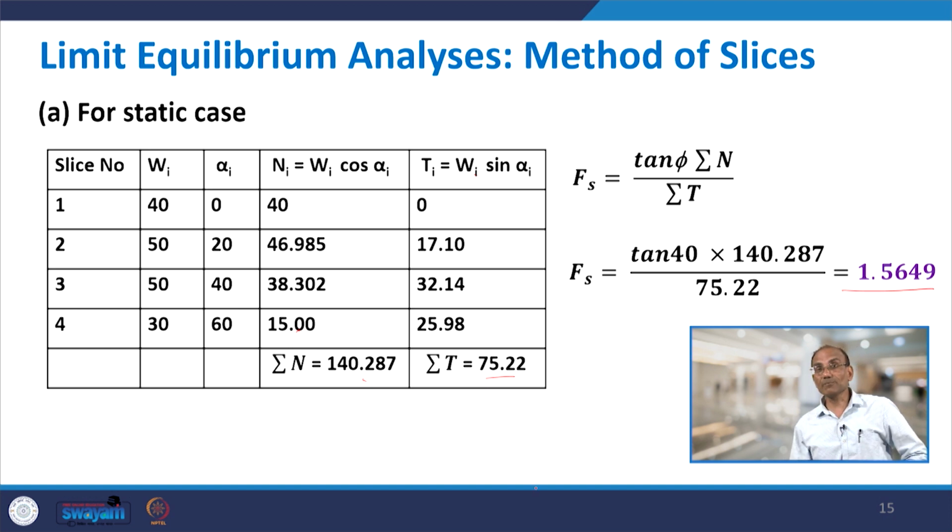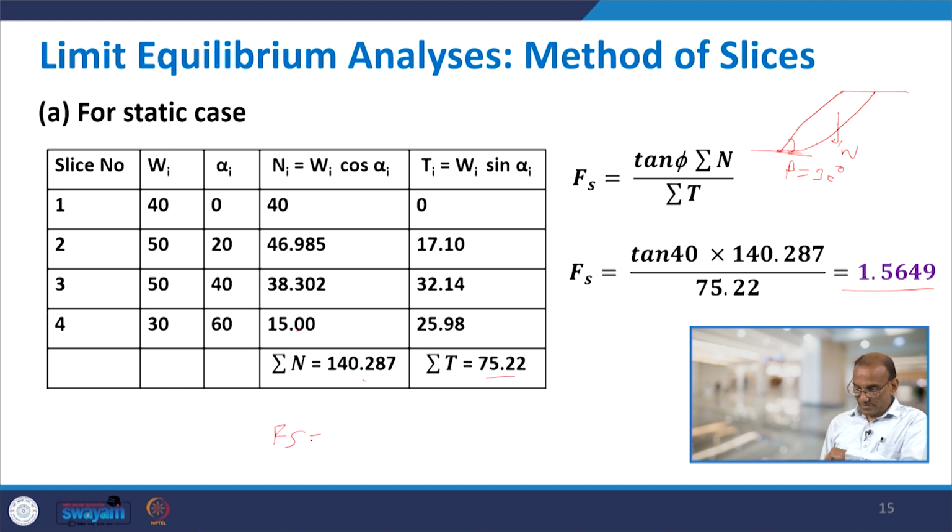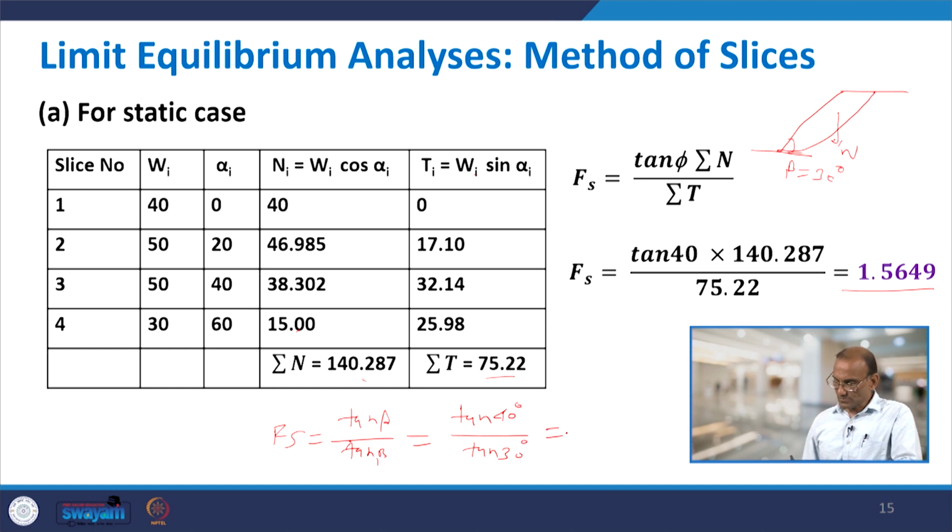But suppose for the simple method, instead of the curve, I assume that the slope is like this only, and I consider a triangle, or let us say one single slice with weight W, and then I use the angle beta, which was given in this problem as 30 degrees. In this case your simple factor of safety, without the method of slices, will be simply tan phi over tan beta, where tan phi means tan 40 degrees and this is tan 30 degrees. If you compute, then it comes out to be around 1.46.